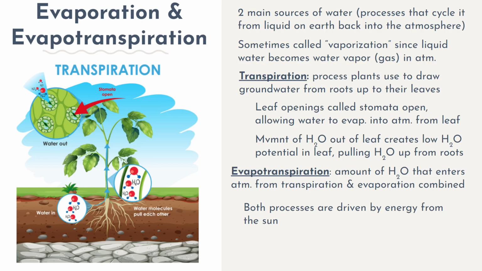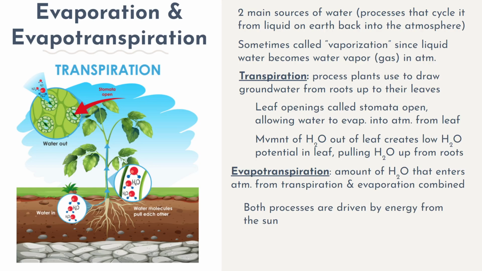Evapotranspiration is just a way to add up the total amount of water leaving an ecosystem by both transpiration and evaporation. If we look at the diagram, the water that evaporates from the soil or from bodies of water combined with the water that leaves plant stomata via transpiration would be considered evapotranspiration. It is really important to remember that both processes are driven by the sun.